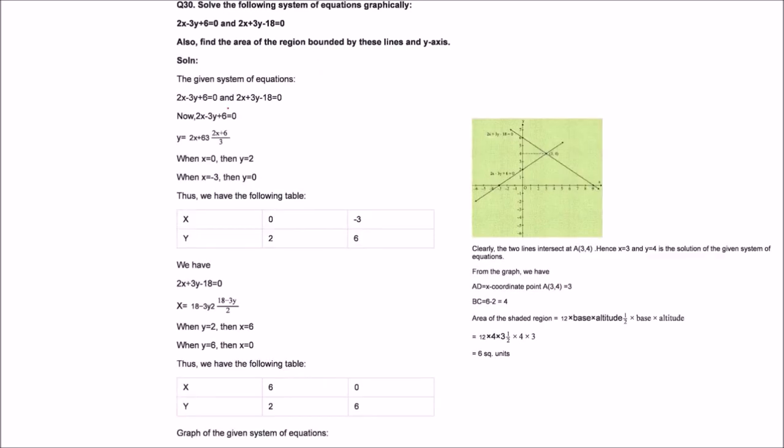Now solve the following system of equations graphically and find the area of the region bounded by these lines and the y-axis. Again we are going to make the lines, and when we make the lines, the scenario is something like this. One line is this one, the other line is this one. So this is the triangle. In this triangle, from this point to this point is the base, and from this point to this point is the height. So half into base into altitude. I hope that you'll be able to make the lines and find the intersection points.